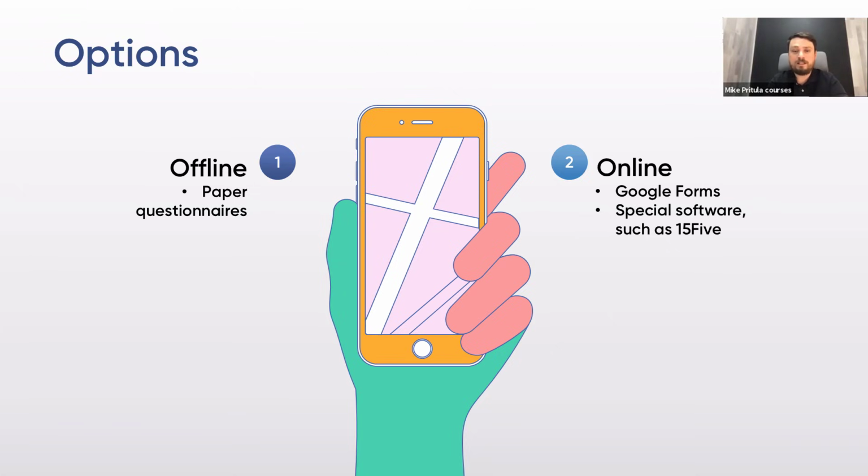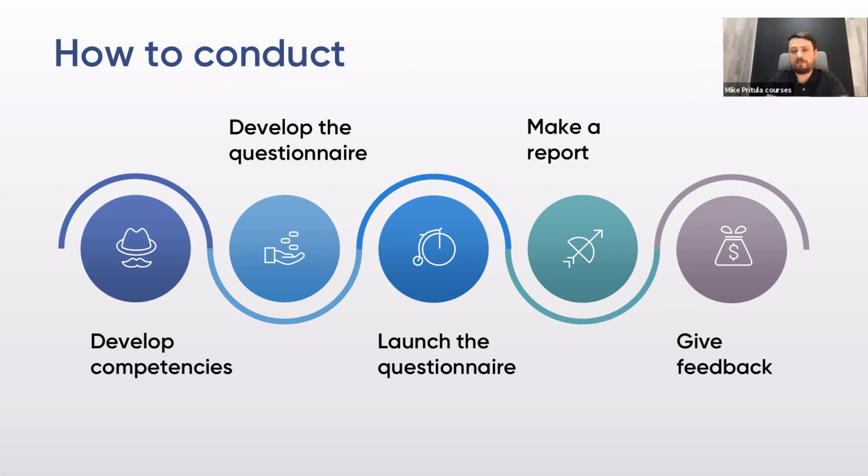These are the options for how a 360-degree assessment is conducted, what it includes, and what stages it goes through. The first stage is developing the competencies. That is, before evaluating someone or something, before giving out a questionnaire, we need to understand what we are assessing. Then the questionnaire itself is developed, launched, distributed, a report is prepared, and feedback is given.